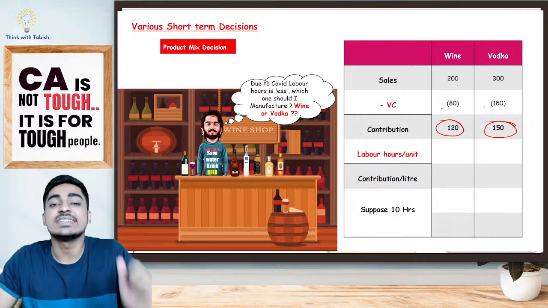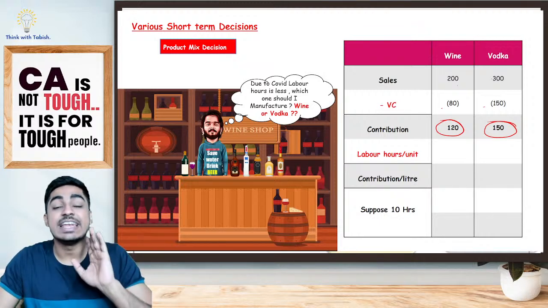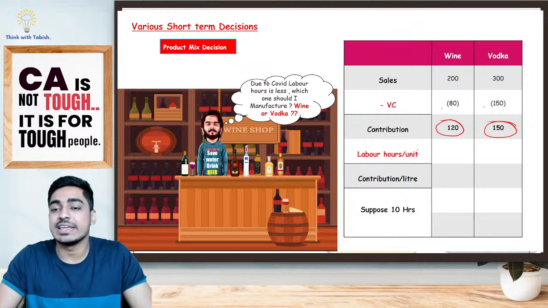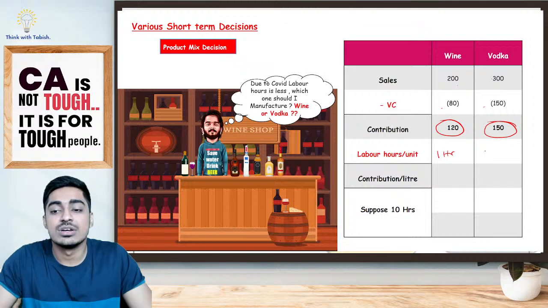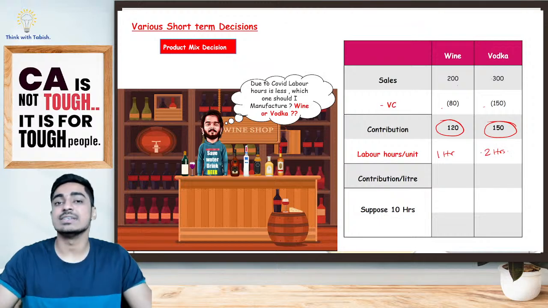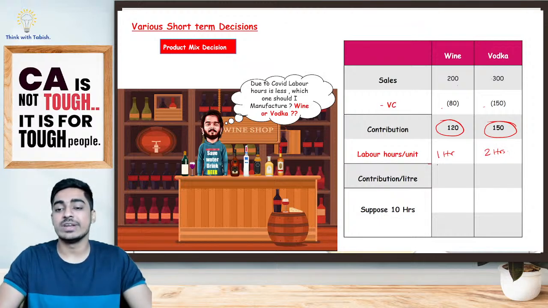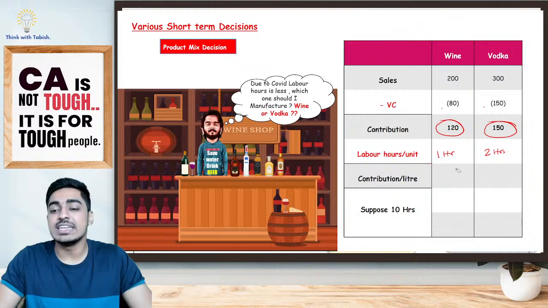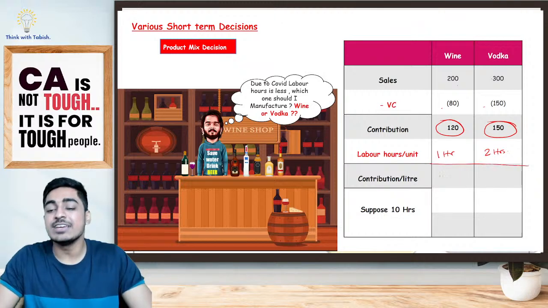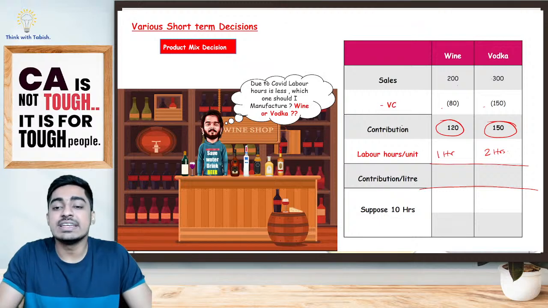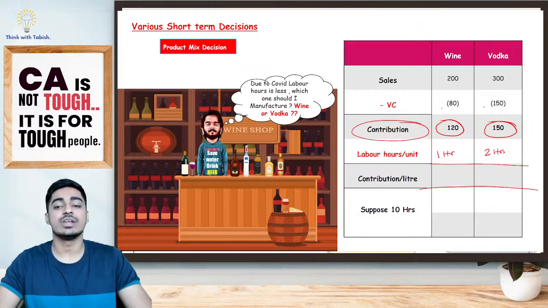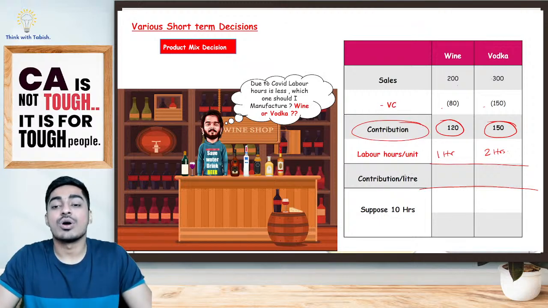Now I give you additional data. Suppose labor hours are in shortage. Suppose to manufacture wine, 1 hour of labor is sufficient, but to manufacture vodka, 2 hours of labor are required. So how do we take a decision? If there is any factor which is a limiting factor, which is in short supply, then we don't take a decision based on contribution per unit. We take a decision based on contribution per limiting factor.